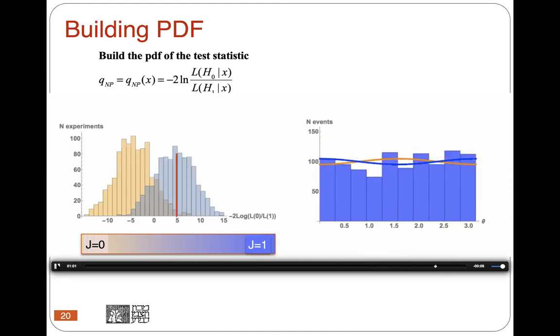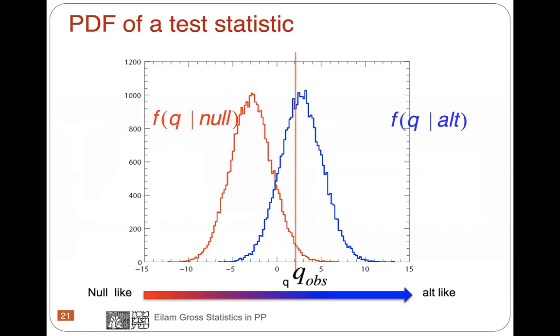So I have now two distributions. One of the test statistics under the H0 hypothesis, and one of the test statistics under H1. Under means that I generate experiments with H0, so this is what I get. Here I generate experiments with H1, here is what I get. So I have two probability distribution functions, two PDFs of the test statistics. One under the null hypothesis and one under the alternative hypothesis.